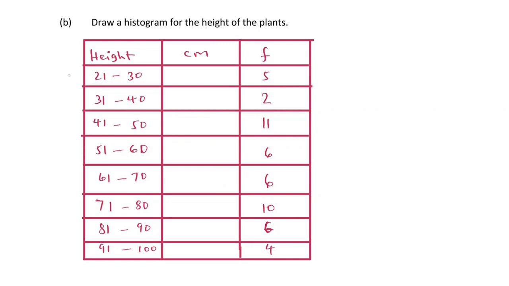So for example, for the first one, we are going to take 21 plus 30 divided by 2, which solving this we are having 25.5. Using the same approach, let us fill the rest of the class marks. So here the value is going to be 35.5. And here is 45.5.